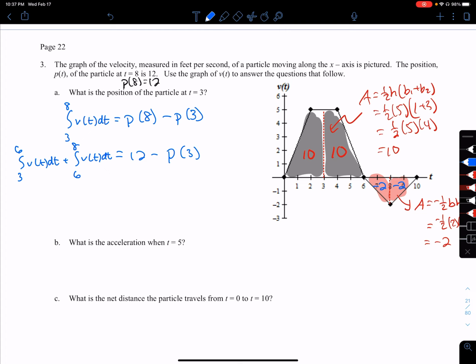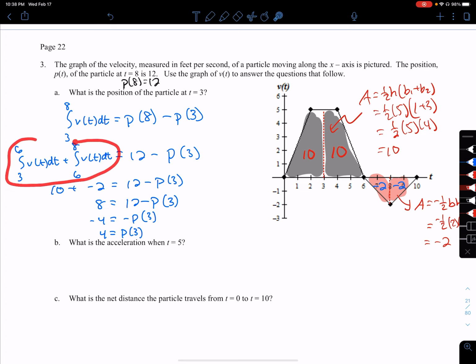From 3 to 6, the area is 10. From 6 to 8, we're saying it's negative 2. So that's going to be 8 is 12 minus position at 3. So negative 4 is the negative position at 3. So the position at 3 is 4. It would not be crazy to not write this step. In fact, if that makes it more confusing for you, then don't write it, although technically this is the correct work.